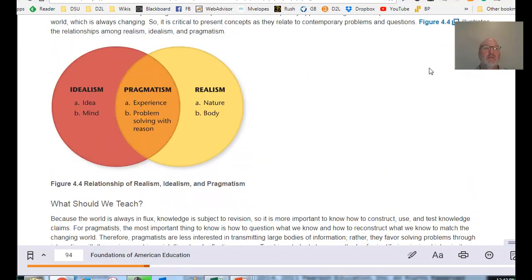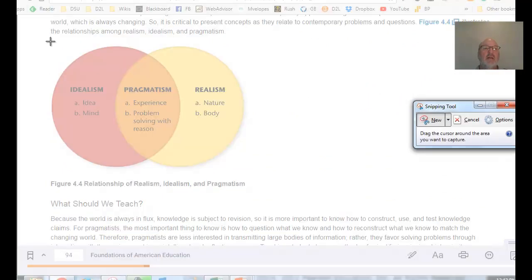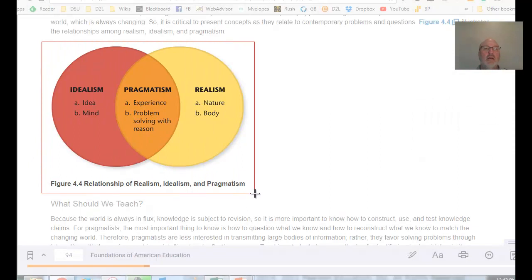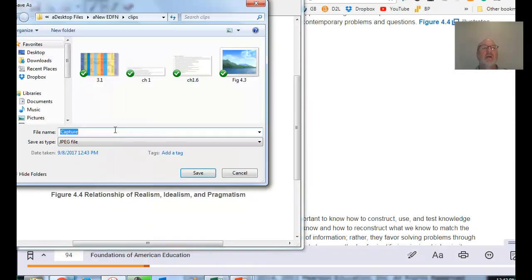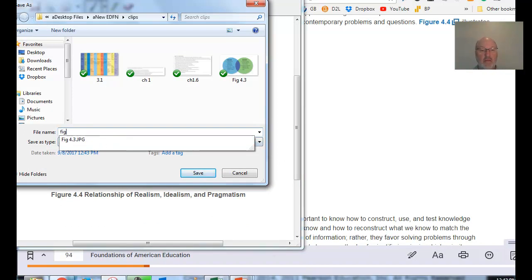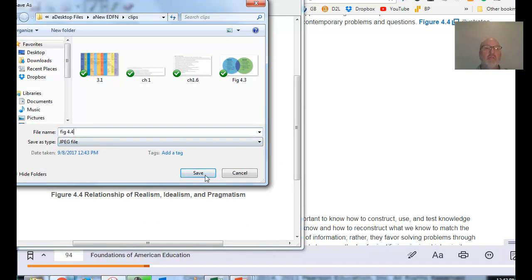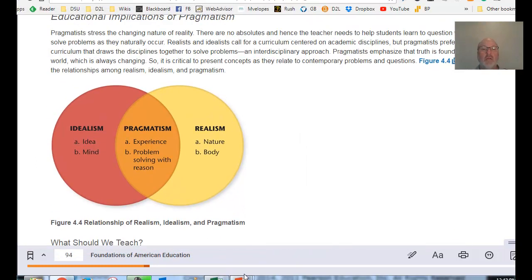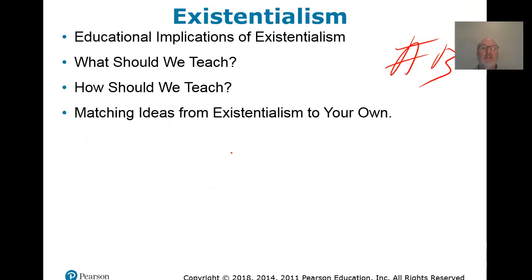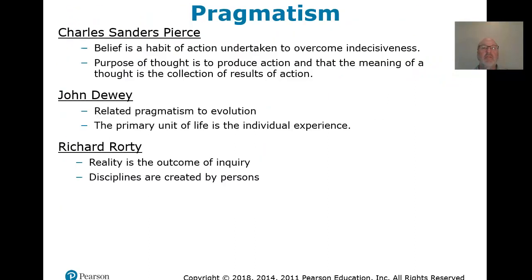And you're going to get this one also, figure 4-4. This will be in there too, where you see the overlap of these. And that will be where you bring this in. Right here in your notes at the end of this. No, I take that back. You do it up here with pragmatism.